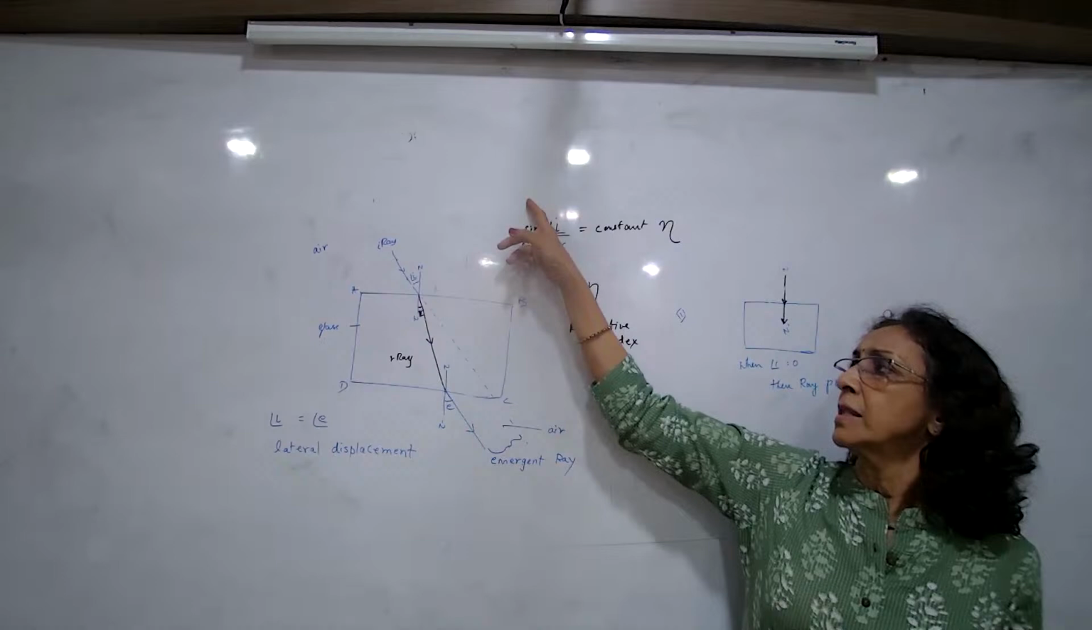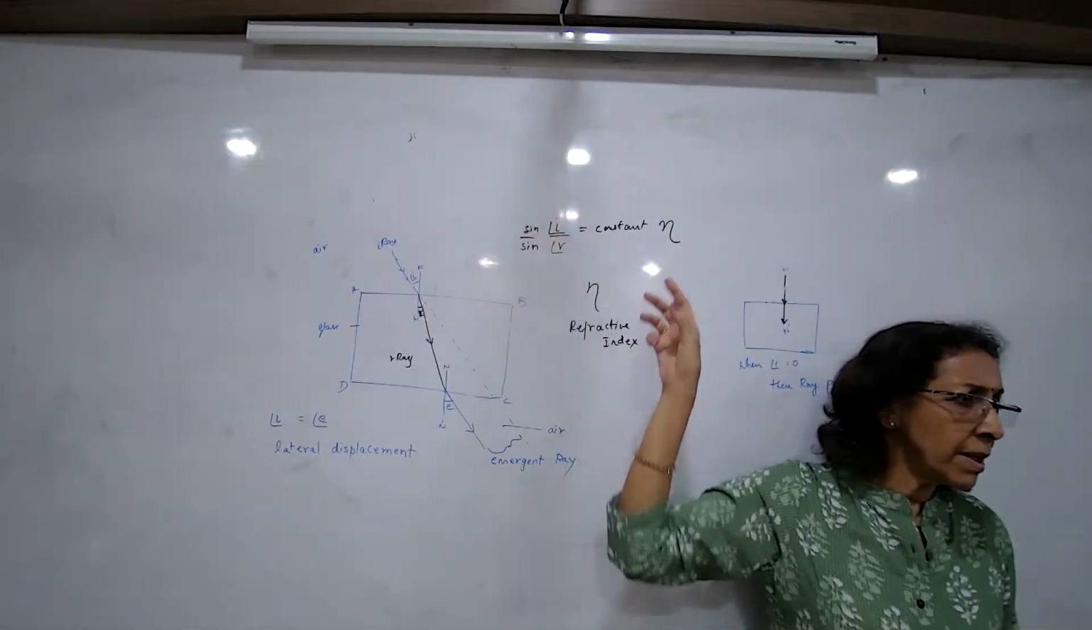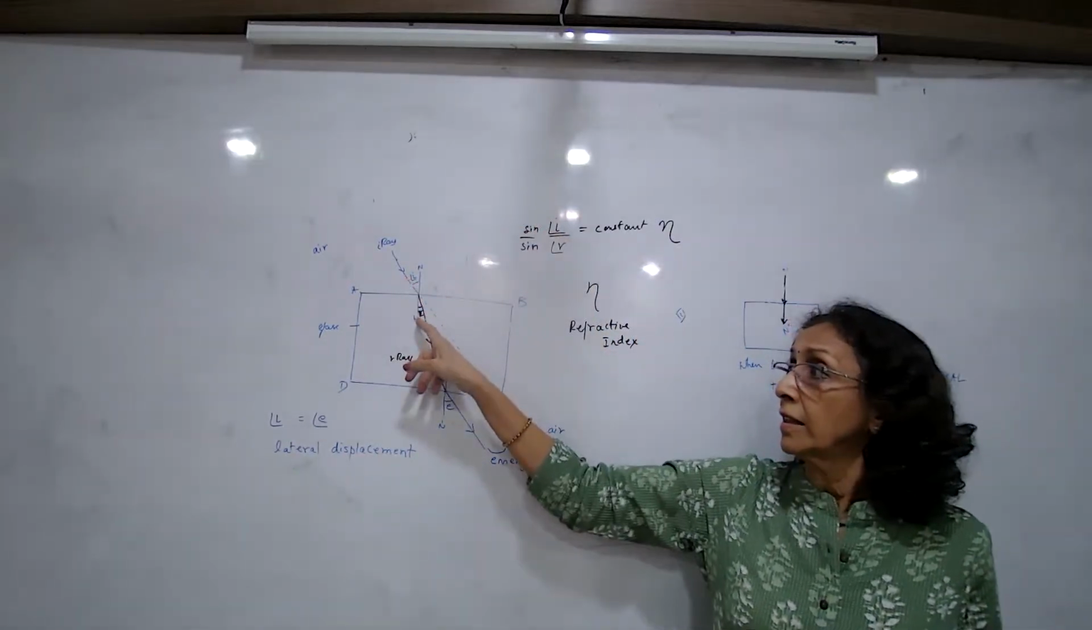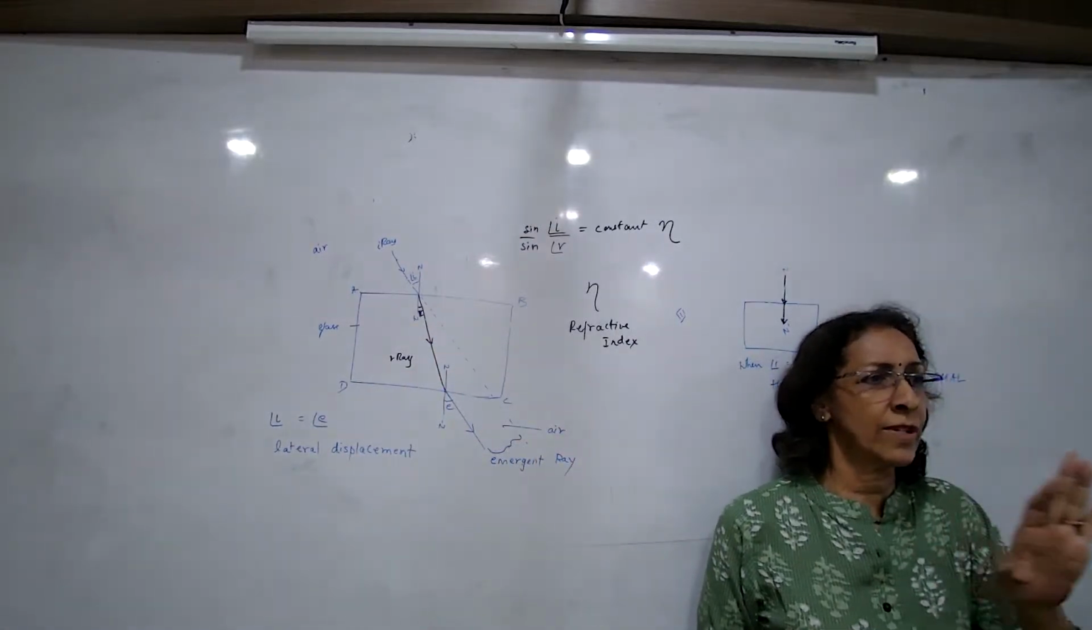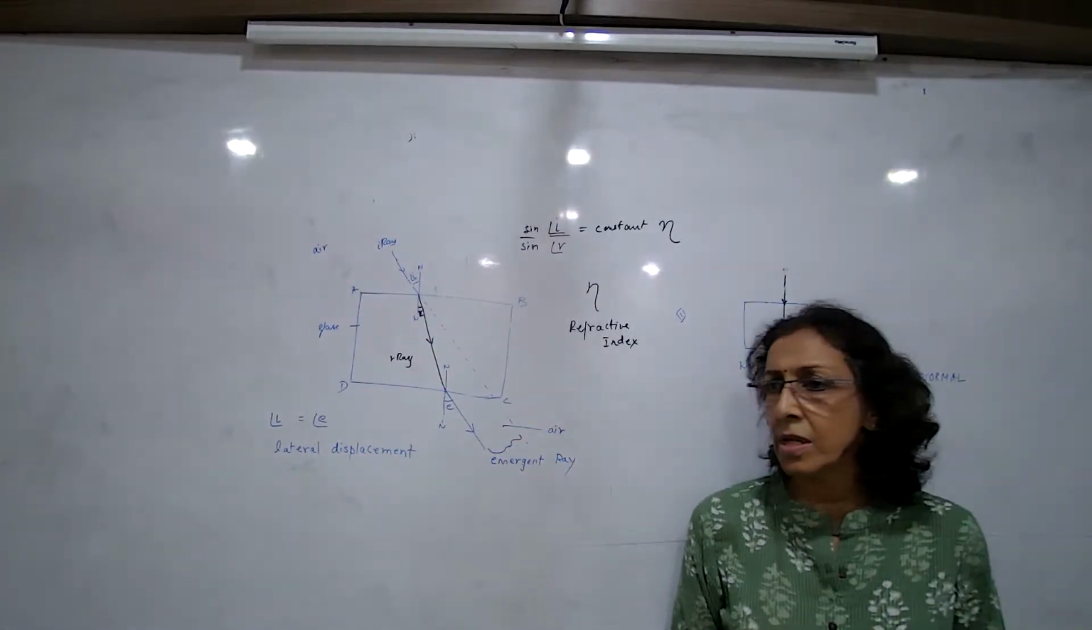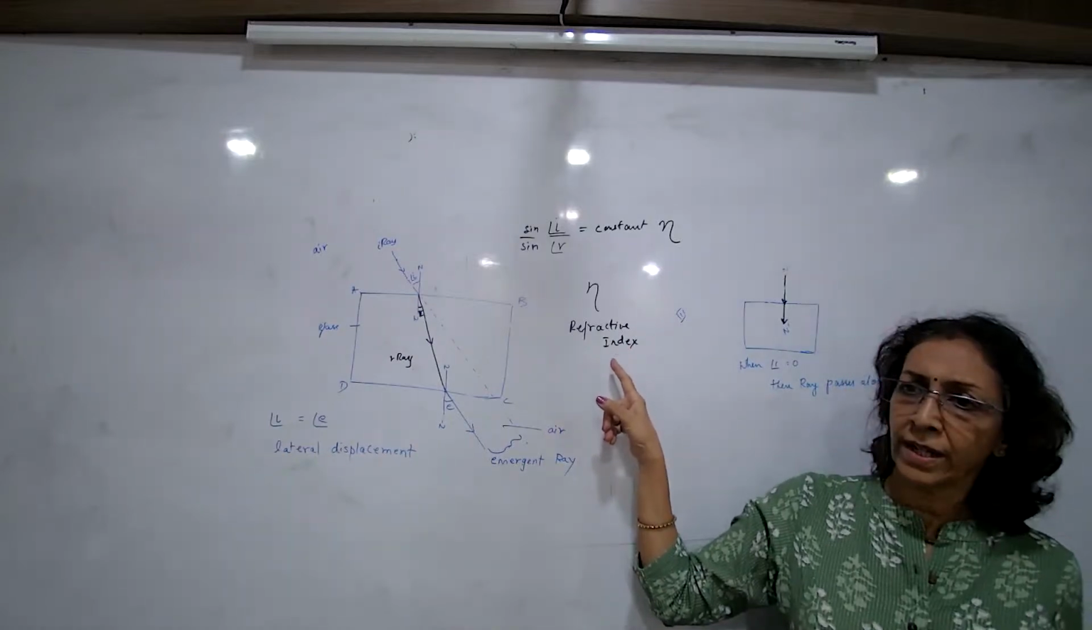I find out sin I and sin R, there is some particular number. If this is 60, this will also slightly increase, but the ratio of the sin I to sin R will always be a constant. And what is a constant called? It is known as the refractive index.